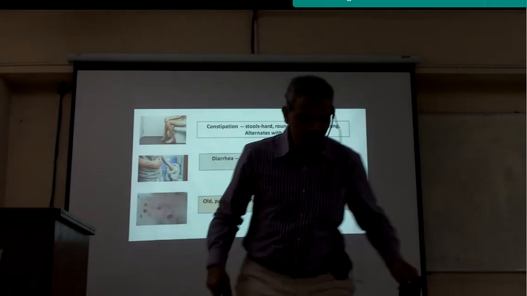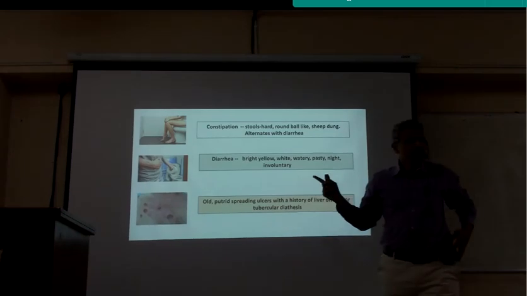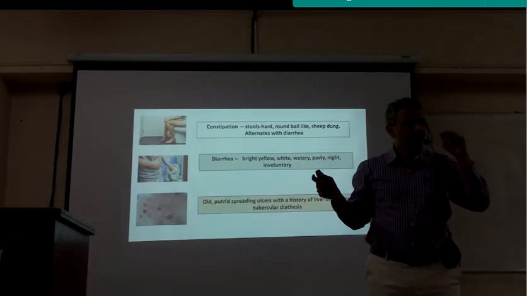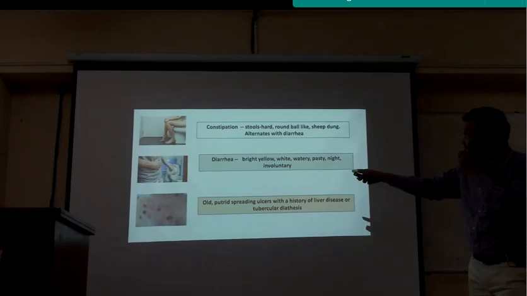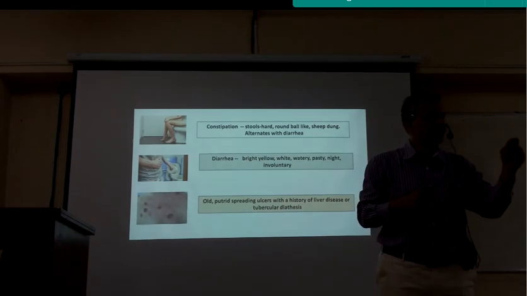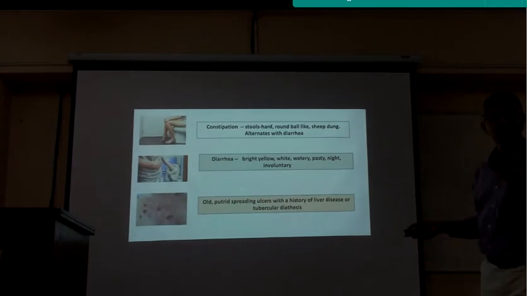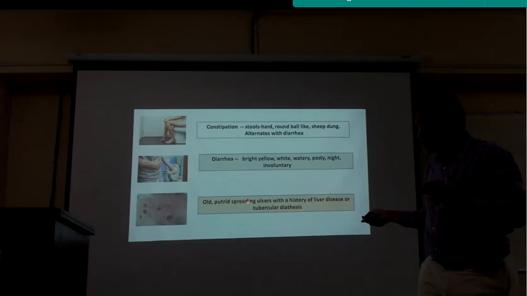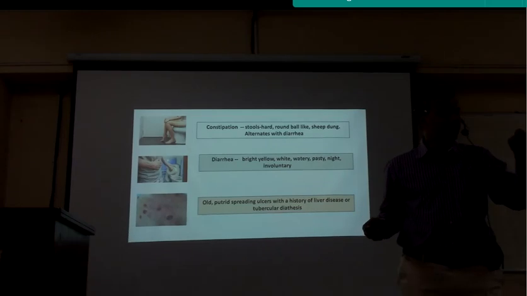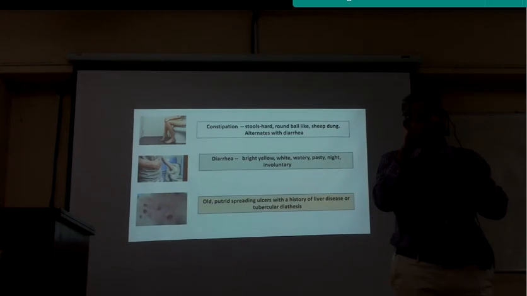Very good. Start, madam. Last time we started with Chelidonium. If I remember, this was the last slide I had displayed. Now, constipation, diarrhea. Anyway, we will be looking at this again. Constipation, diarrhea, and we also spoke of skin. Under skin, a very important thing I mentioned was old putrid spreading ulcers with a history of liver disease or tubercular diathesis. Many things in Chelidonium, you will realize, are all related to the liver.